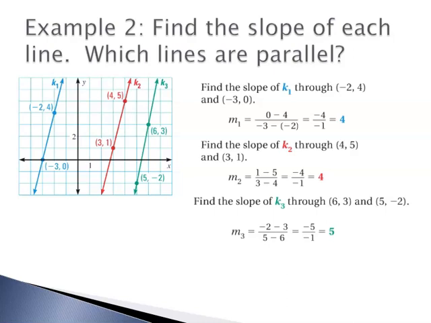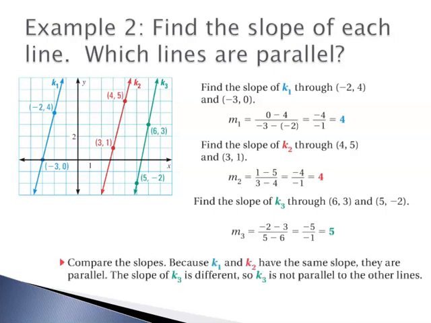Now, the question was which lines are parallel. Only the lines that have the same slope are parallel to each other. So in this case, k1 and k2 have the same slope, so we can say those two are parallel to each other, while k3 has a slope of 5, which is different from both, so k3 is not parallel to any of the other lines.